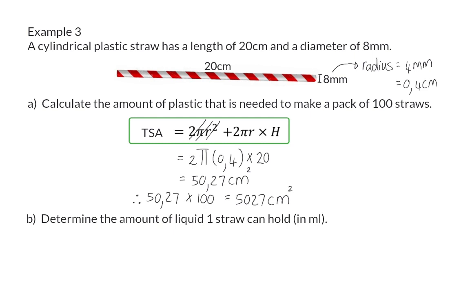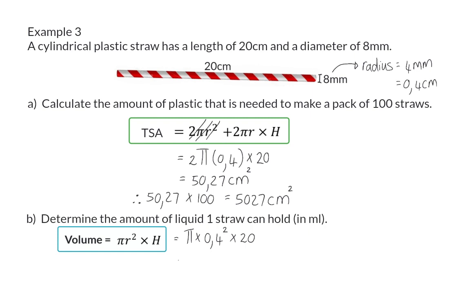Question B. Determine the amount of liquid one straw can hold in milliliters. Milliliters is the capacity, but firstly we need to calculate the volume in centimeters cubed so that we can convert it to milliliters. For this volume, we're going to start by calculating the area of one circle, which is pi times the radius of 0,4 squared. Then we need to multiply that by the length of the straw, and that is 20 centimeters. So the volume is 10,05 cubic centimeters.